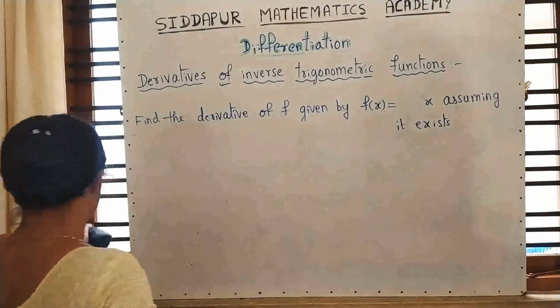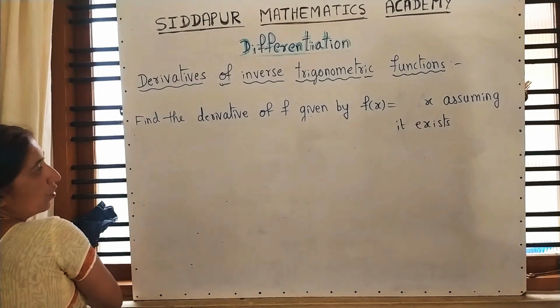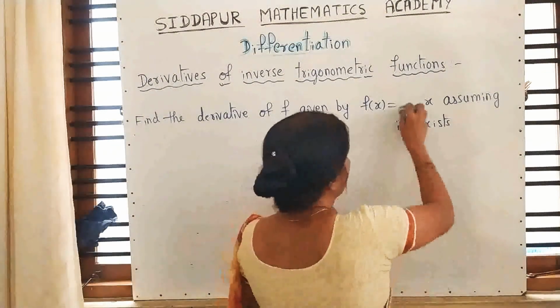Moving to the next question, next derivation, sorry. That is, find the derivative of f given by f of x is equal to sec inverse x.